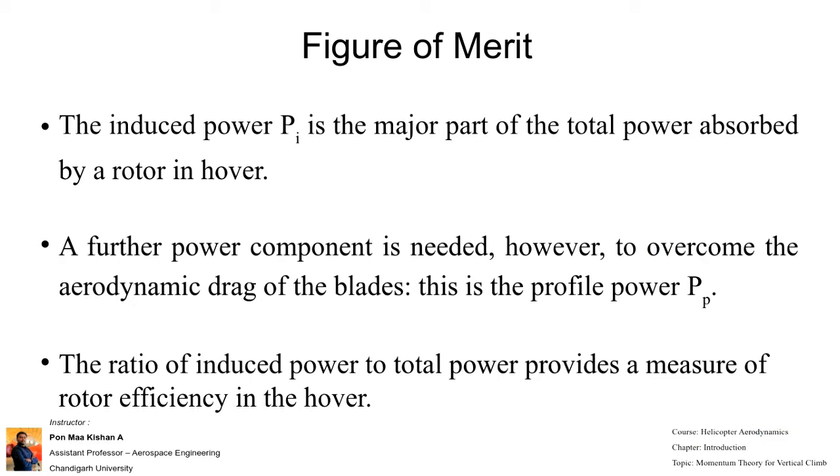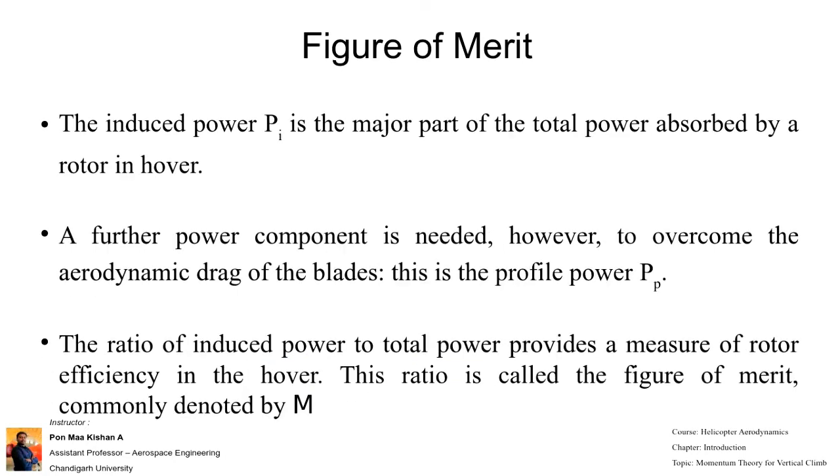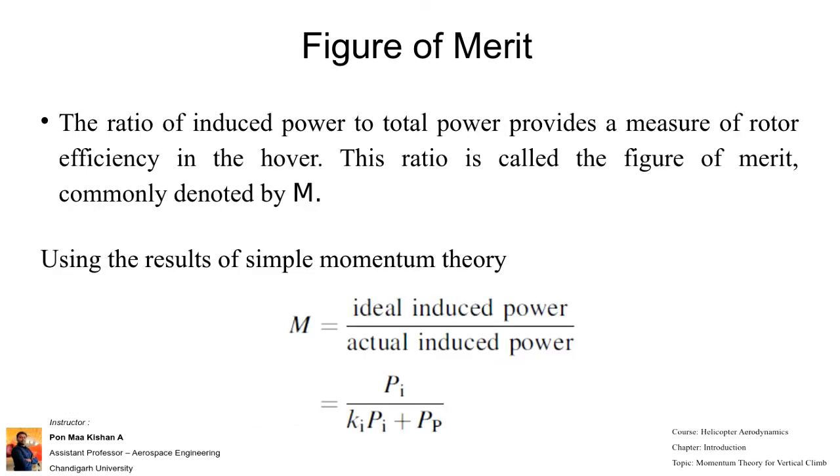I have told this before: the ratio of induced power to the total power is the measure of rotor efficiency. Here we are giving another statement: the ratio of induced power to the total power provides a measure of rotor efficiency, and this is called the figure of merit. I forgot to denote that in the last slide, so that's why I have added this slide again.